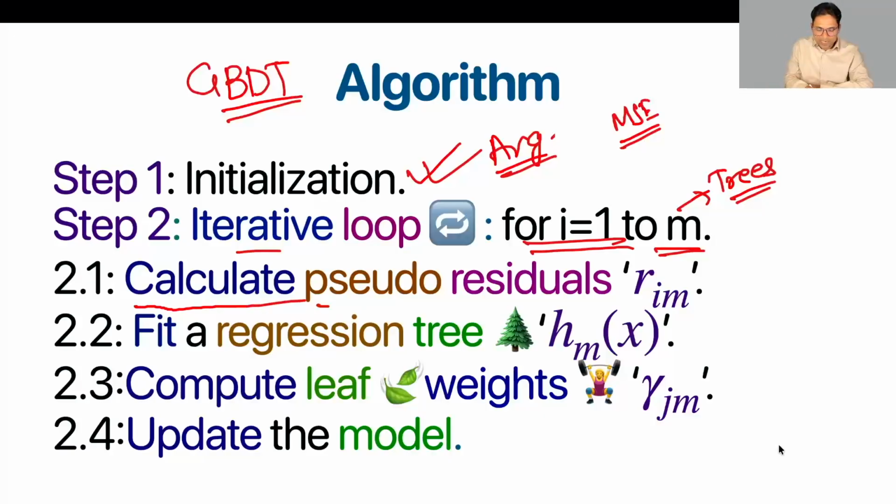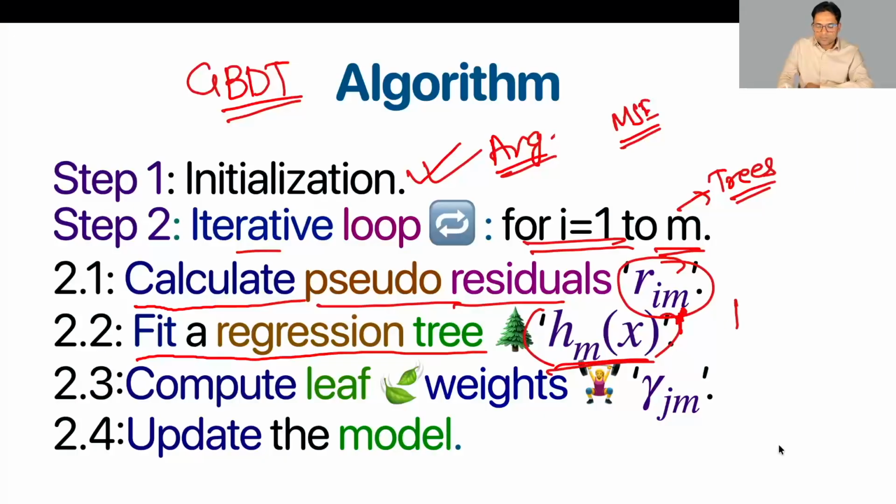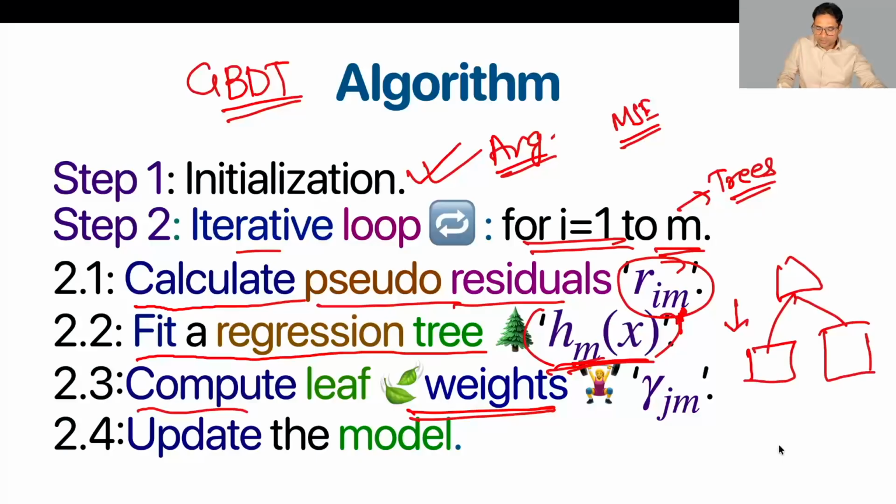First, we calculate the pseudo residuals r_im for each data point for the mth tree. I'll calculate the residuals, and then I'll fit a regression decision tree so that whatever residual is remaining for that model is minimized. This is your mth tree. Then we compute leaf weights for each leaf. For each leaf, how many data points have come here, of which type, and what is the average weight of this leaf, the jth leaf of the mth tree.